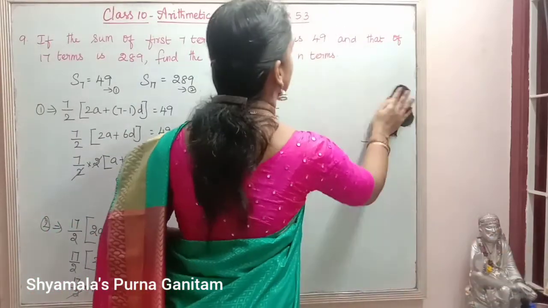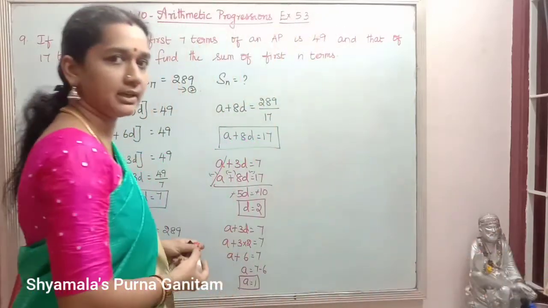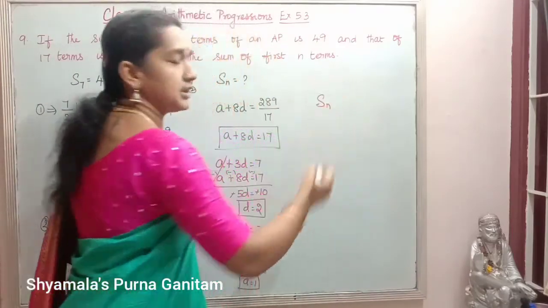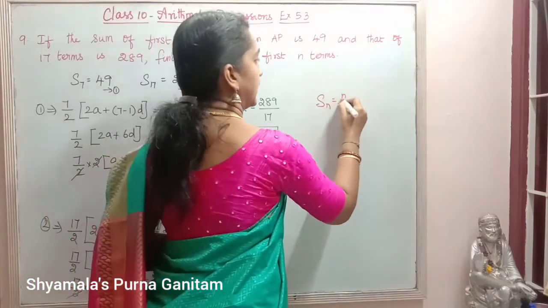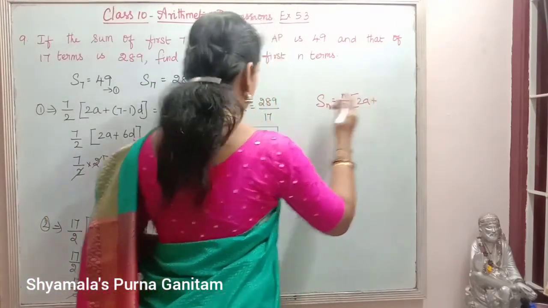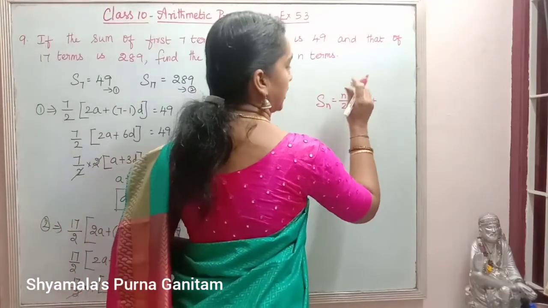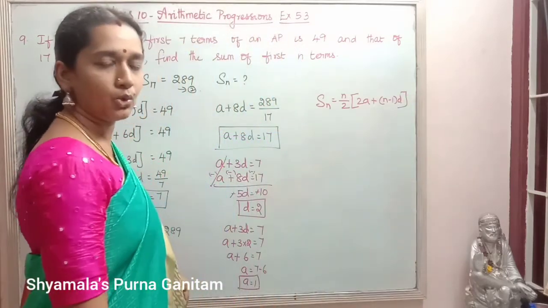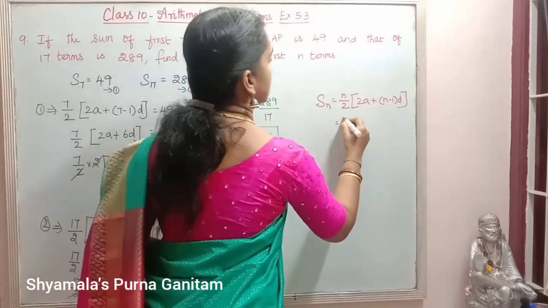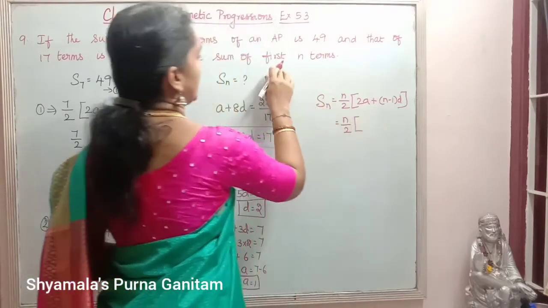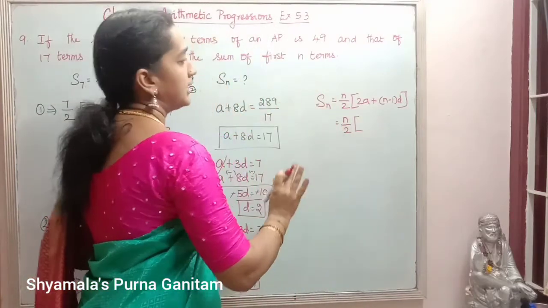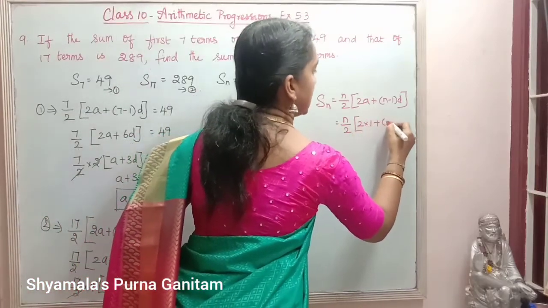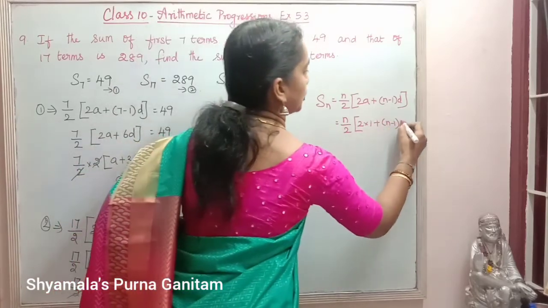Now we are asked to find the sum to n terms, that is the general form, Sn. So what is the formula? n by 2 into 2a plus n minus 1 into d. Everywhere, if you want to write, you have to apply this formula only. So n, keep it as it is, 2 into a, we got it as 1, plus n minus 1 into d, which is 2.